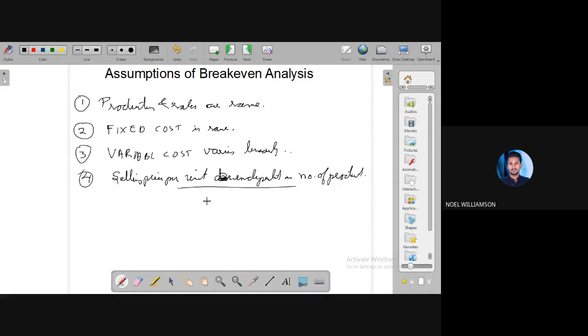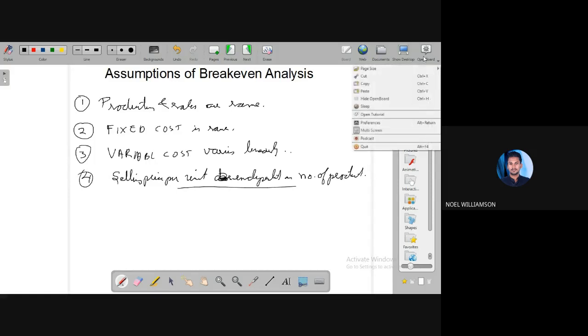Okay, so these are the assumptions of a break-even analysis. First one is the production and sales are same, then the fixed cost is same, variable cost varies linearly, and finally the selling price should be independent of the number of production units. So these are the assumptions of a break-even analysis. So in the next class, we will see some problems based on this. Now I think it's time to wind up.